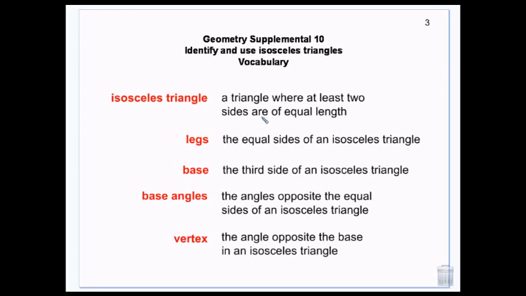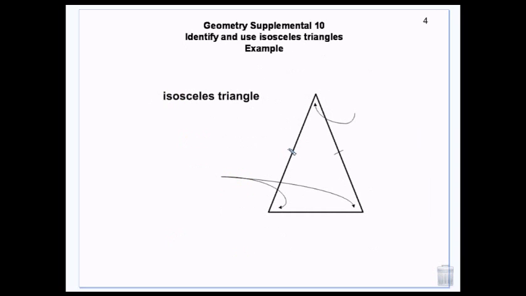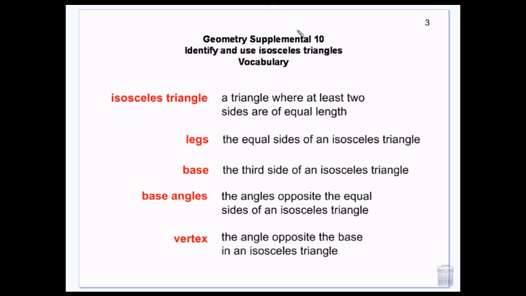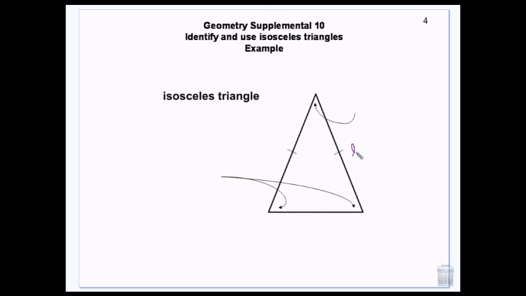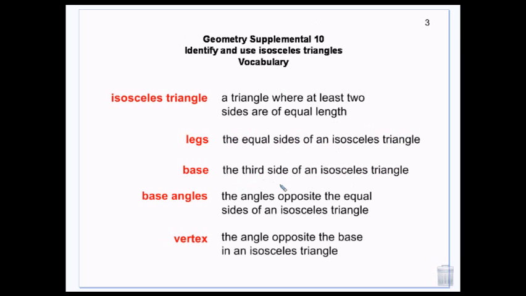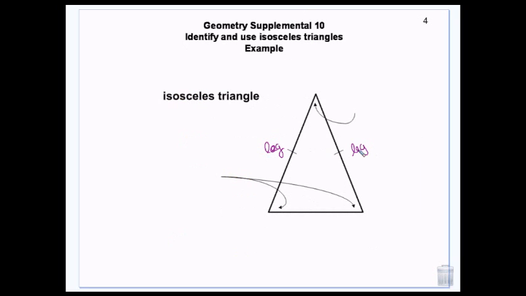Isosceles triangle: the triangle has two sides that are of equal length, so they're marked equal length. The legs are the equal sides of an isosceles triangle, so these are the legs. And then we have the base, which is the third side of the isosceles triangle, so whatever's not the leg is the base.